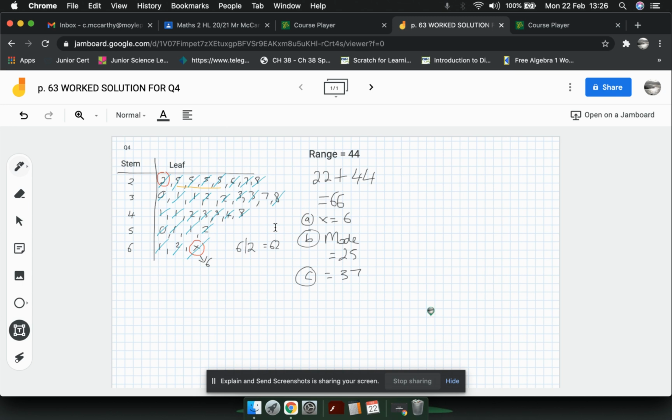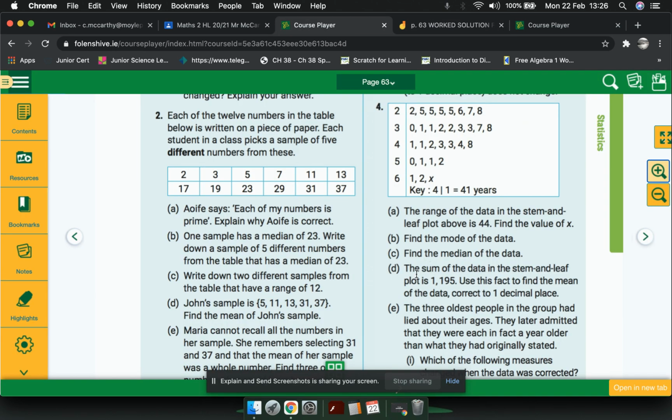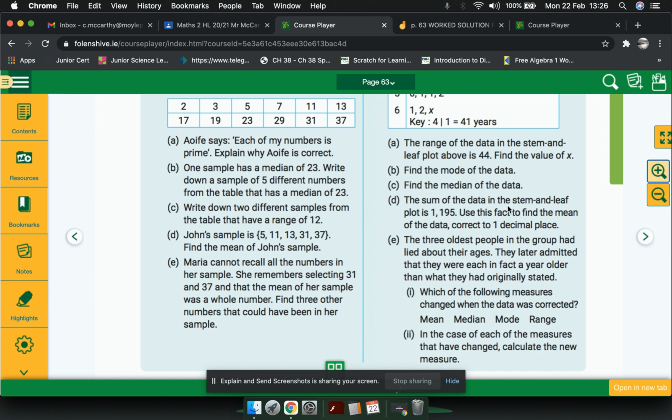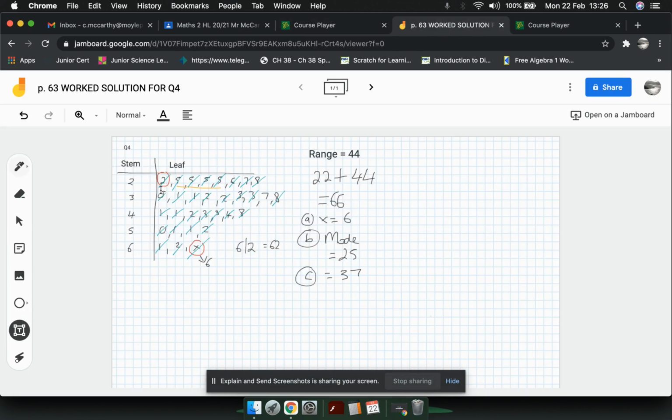Now, the next thing then, what are we asked to do next? Part D. The sum of the data in the stem and leaf diagram is 1,195. Use this fact to find the mean. Okay, what do we know about the mean? So what we can say here is that the mean is equal to the sum of all the numbers and then divided by, so what I could do is a slash for divided by, the amount of numbers.